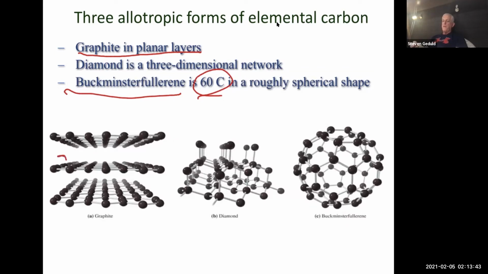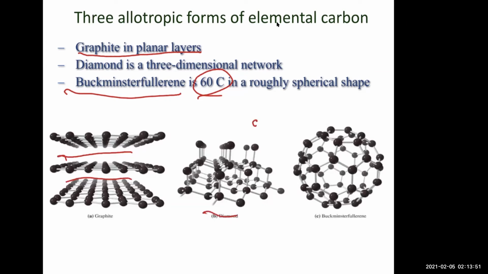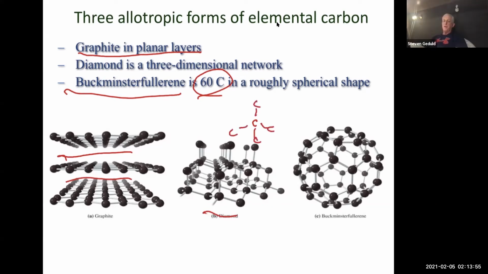You have the graphite, which is in straight lines. And then you have the diamond, in which everything is tetrahedral. So in this one, you have a carbon bonded to carbon, bonded to carbon, bonded to carbon, and so on. It repeats itself. Each of these is 109.5 degrees, a tetrahedral shape, so it puts stress on the structure. This is a ball of 60 carbons.